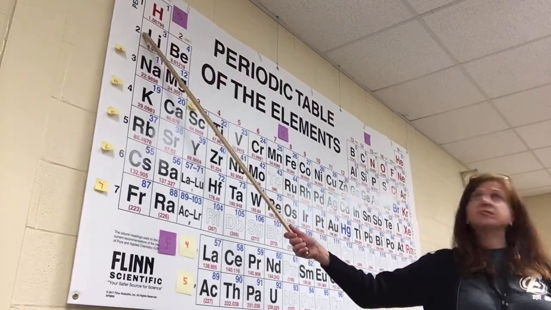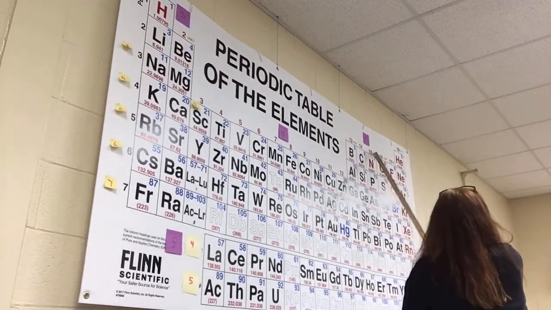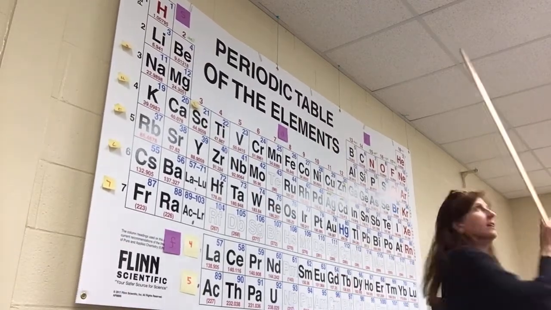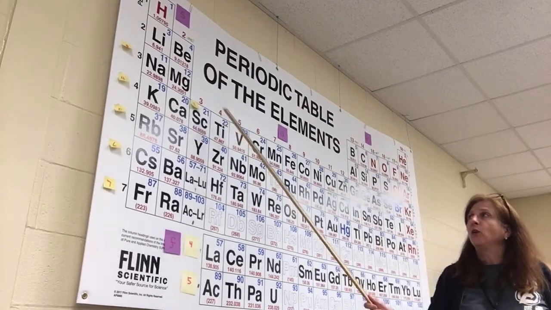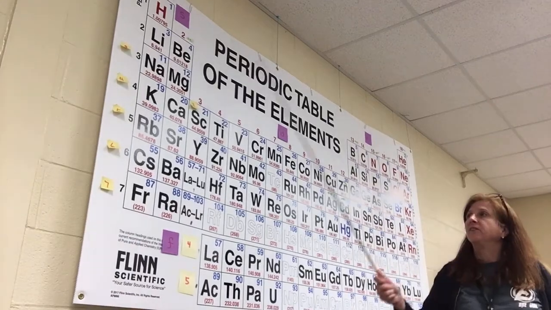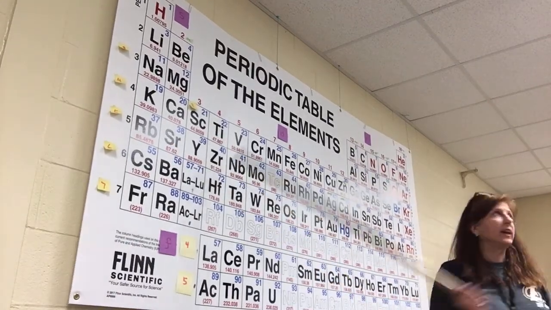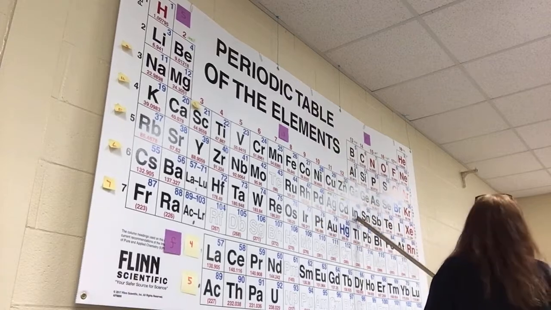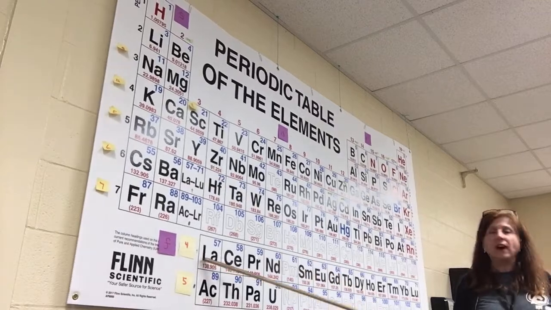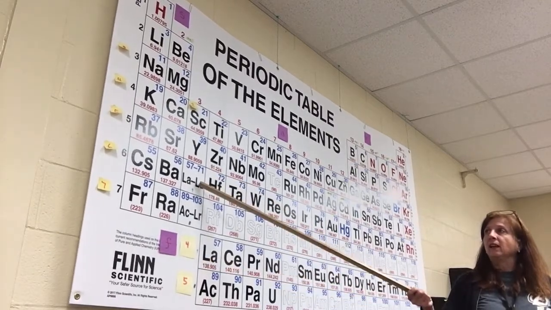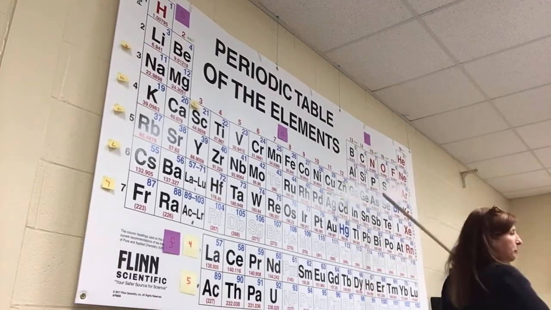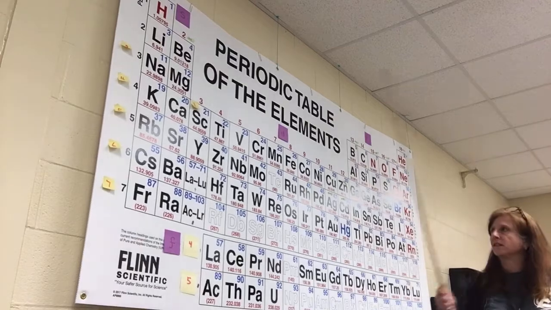1s2, 2s2, 2p6, 3s2, 3p6, 4s2, 3d10, 4p6, 5s2, 4d10, 5p6, 6s2, 4f14, 5d10, 6p6. That's kind of hard to say.